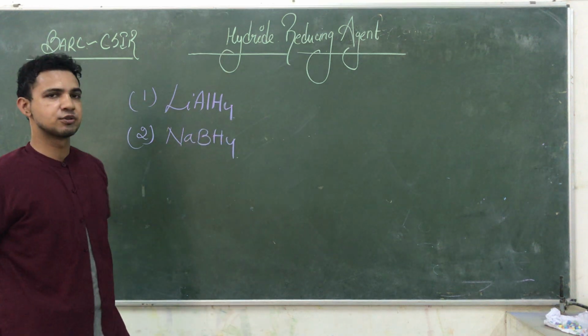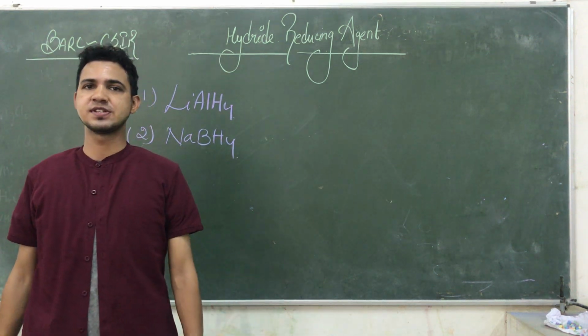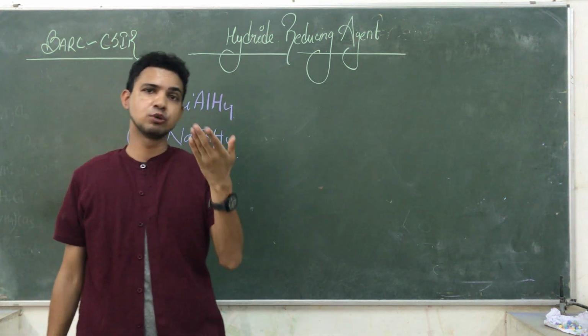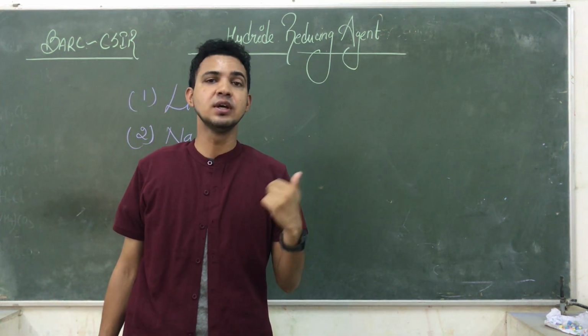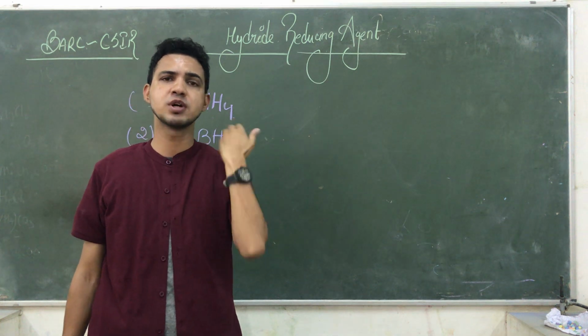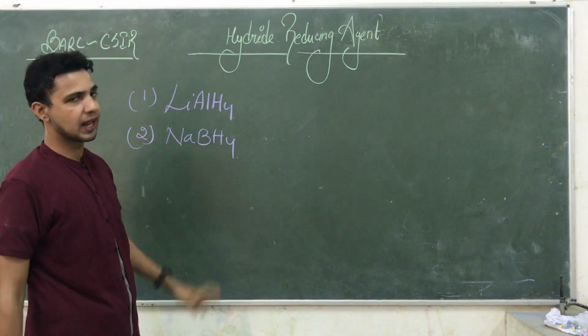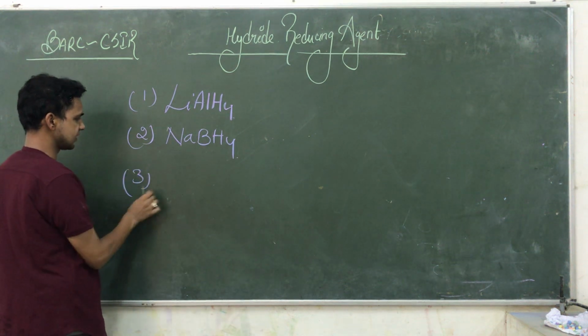NaBH4. That is another reducing agent. It has its specificity. They both are stereoselective. If you want to reduce only one kind of group, you use NaBH4. If you want to reduce all kinds of functional groups as well as double and triple bonds, you use LiAlH4.